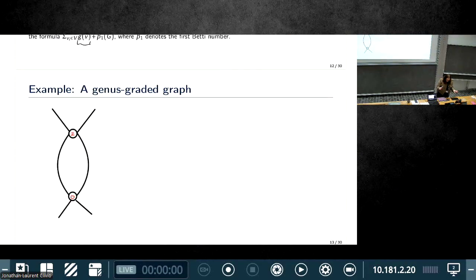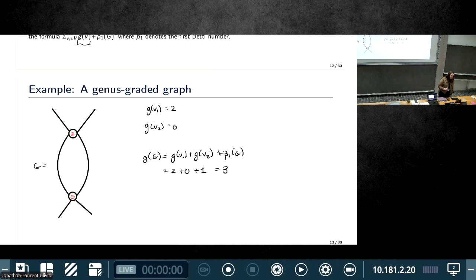All right, so here's the graph, and I've labeled this vertex, so I guess we'll call this g of V1, I decided was 2. g of V2, I decided was 0. So if I look at the genus of the whole graph, which I guess is little g of G, which is just bad notation, it is g of V1 plus g of V2 plus the first Betti number of G. So this becomes 2 plus 0 plus 1. Okay, so the whole genus of that graph is 3.